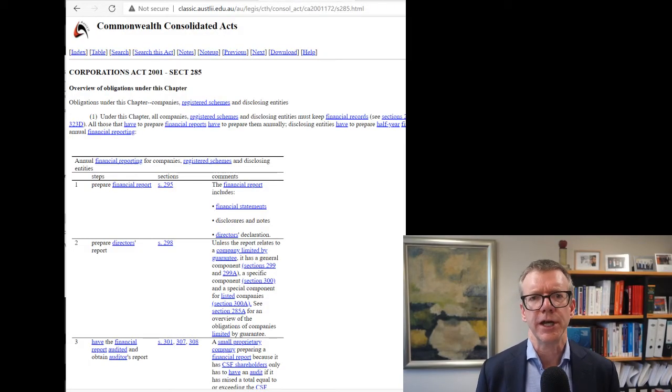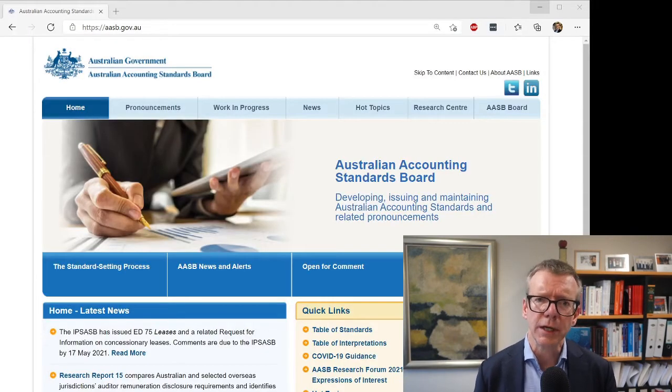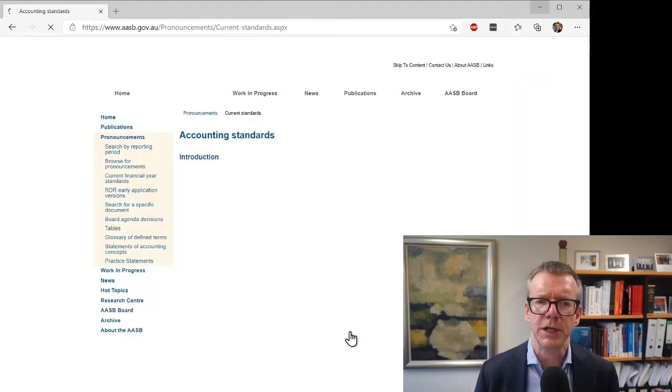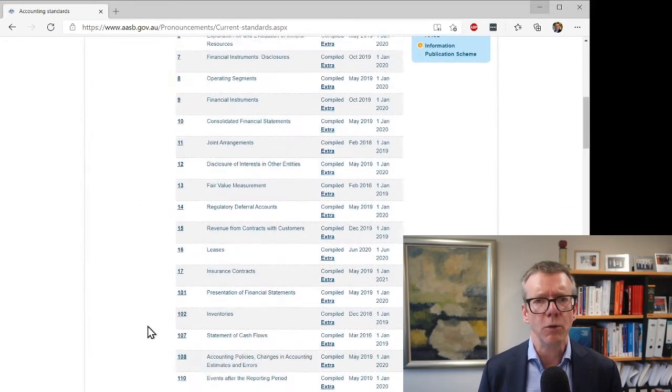So where do the accounting rules come from? In Australia, the Corporations Act sets out what companies and other organisations need to provide. The Corporations Act says that organisations need to prepare financial reports and other information. The Act says that these financial reports need to comply with the relevant accounting standards. The Act also says that the Australian Accounting Standards Board, the AASB, is authorised to make accounting standards. Australia, like a lot of countries, has chosen to adopt international financial reporting standards. So the AASB is involved in helping prepare those.